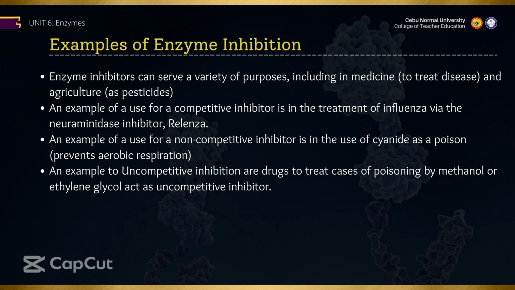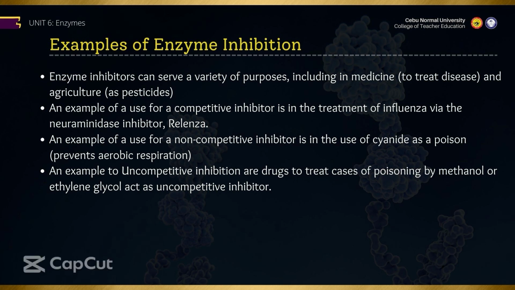An example of a use for a non-competitive inhibitor is the use of cyanide as a poison to prevent aerobic respiration. Cyanide is a poison. This is what happens: it prevents aerobic respiration, so it stops you from breathing once you inhale or eat this type of poison.